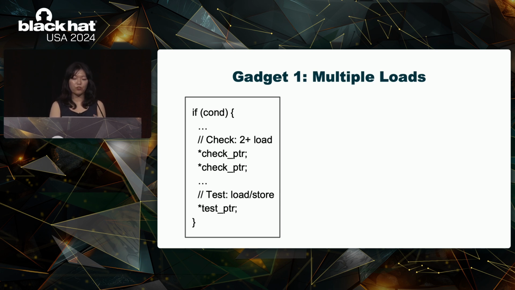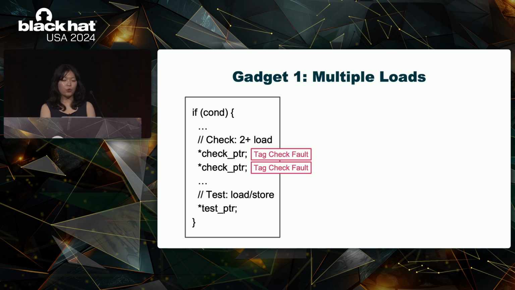I think P0 was so close because they have tested only one load, but actually at least 2 loads were required for the side channel. So when the tag check fault occurs multiple times, the following instructions are not executed, leaving the task pointer not cached.